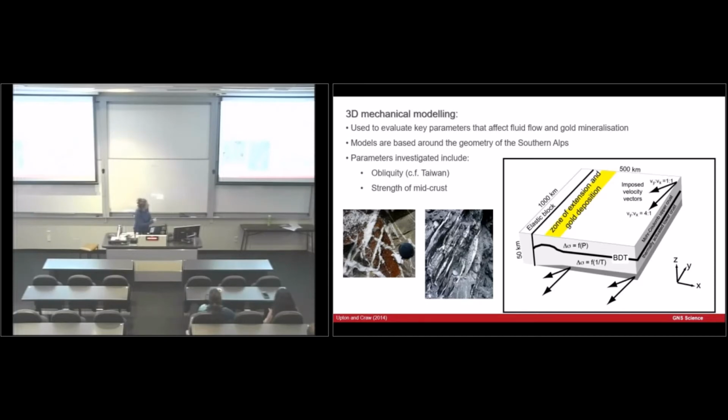So it's a 3D block model based on the geometry of the Southern Alps, a Pacific plate that's being collided with an elastic Australian plate. So we assume that that's not really deforming. Most of the deformation is taking place in the Pacific plate.